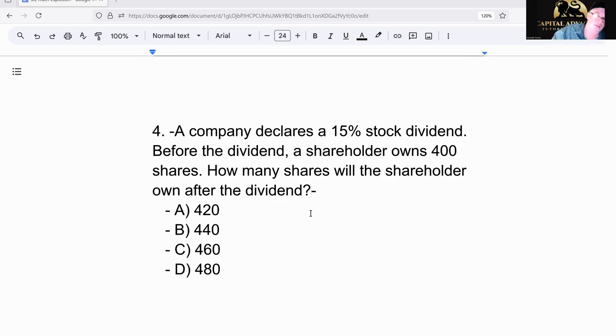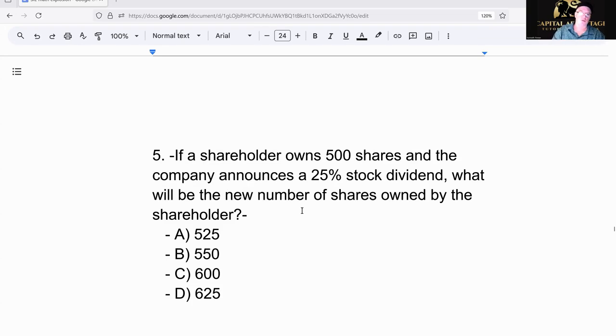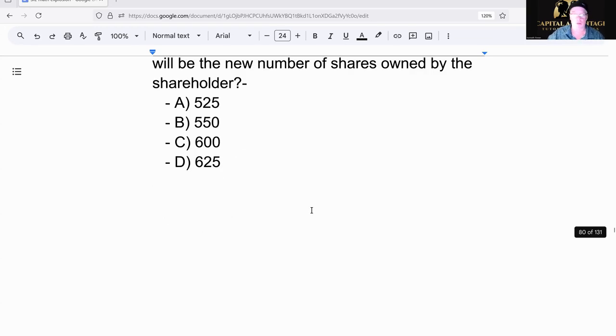Okay, so a company declares a 15% stock dividend. For the dividend, I own 400. I'm going to do 1.15 times 400. That gives me 460. If a shareholder owns 500 shares and the company announces a 25% dividend, what's the new one? Again, I just do 1.25. The more I do this, the better you get at it. 1.25 times 500 equals 625. We now have 625 shares, but so does everyone else.